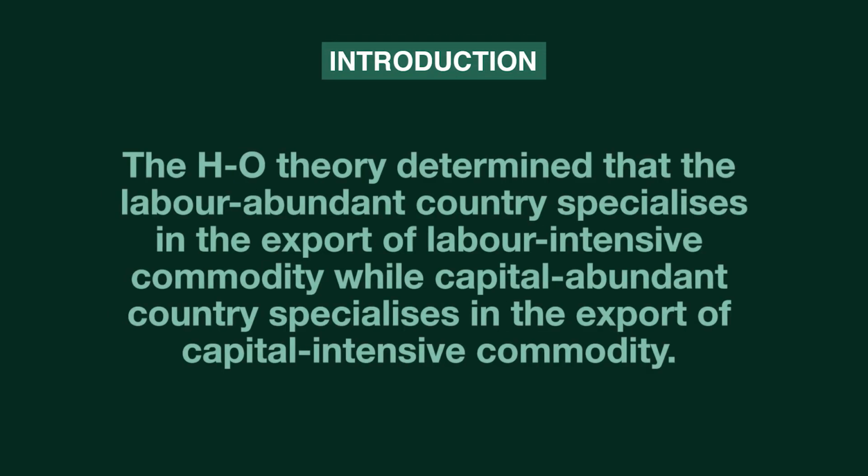The Heckscher-Ohlin model discussed how countries will engage in trade due to differences in factor endowment. Now, it said that a country which is abundant in a particular factor will export that good which uses the abundant factor intensively, and will import the good which uses the scarce factor intensively.